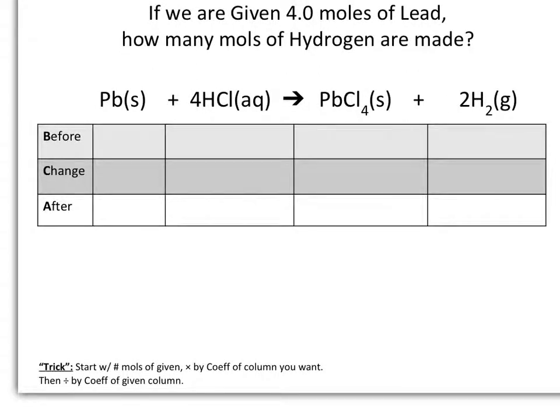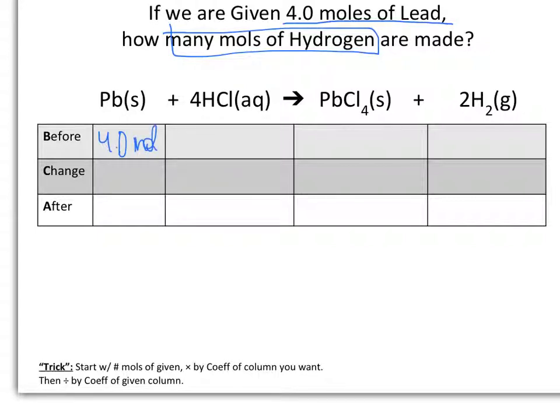Within the problem, I would like you to go ahead and put an underline underneath what you know, and let's put a box around what we're looking for. So we know that we have 4 moles of lead, and we're looking for how many moles of hydrogen are created or made. So what we're going to do is go ahead and in this BCA table, which stands for before, change, and after, we're going to write in that we have 4 moles of lead to start.